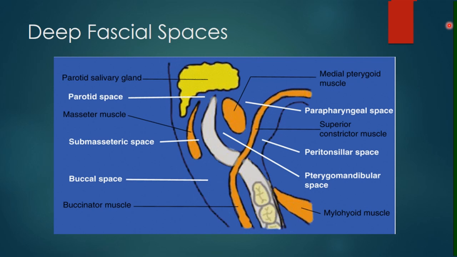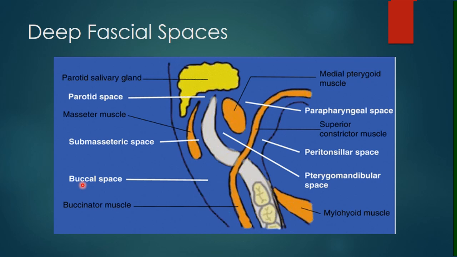So the deep facial spaces, to make things easy for you, we have to memorize some muscles which will give us the boundaries of each space. Here we have the masseter muscles. Here we have the medial pterygoid muscles. Here is the mylohyoid muscle, and on the top of that we have the lateral pterygoid muscle, and here we have the superior constrictor muscle and the buccinator muscle.